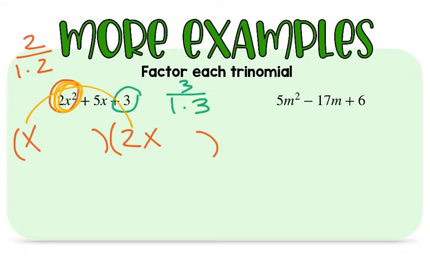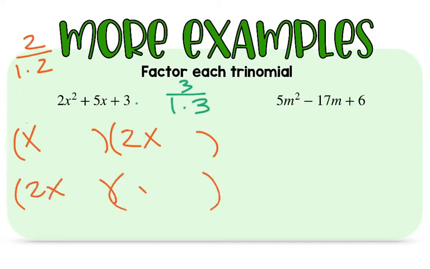So I'll leave it in that order, x times 2x. And there's no other combination to get 2x squared. Like, that's the only thing. I mean, you could, of course, just flip-flop them and write 2x and x, but that doesn't matter. That's the exact same thing. So the order that you write the parentheses doesn't matter. Okay, so I'm done with that.